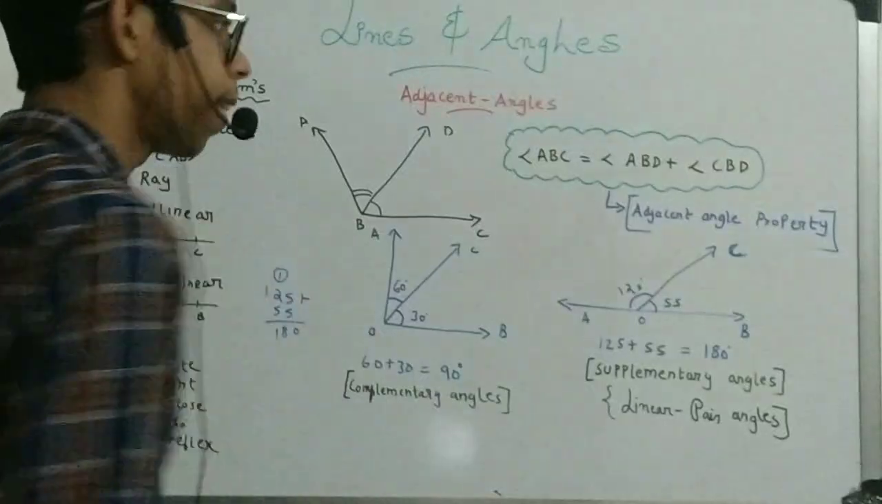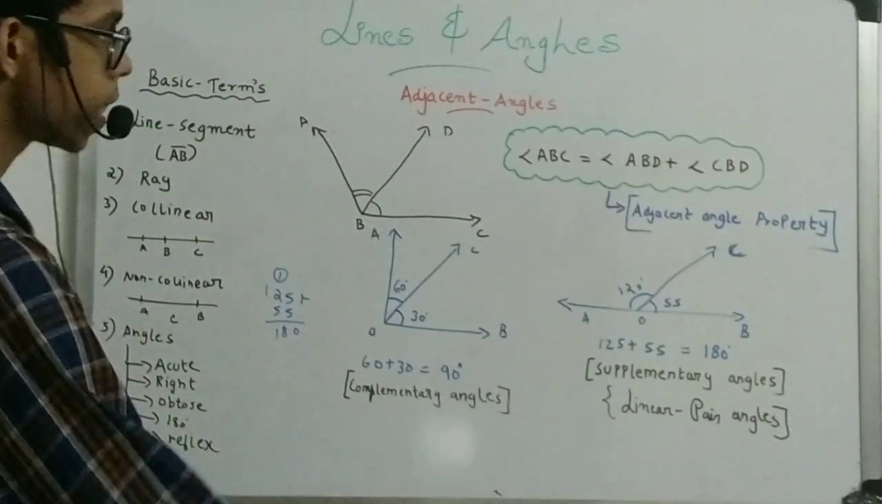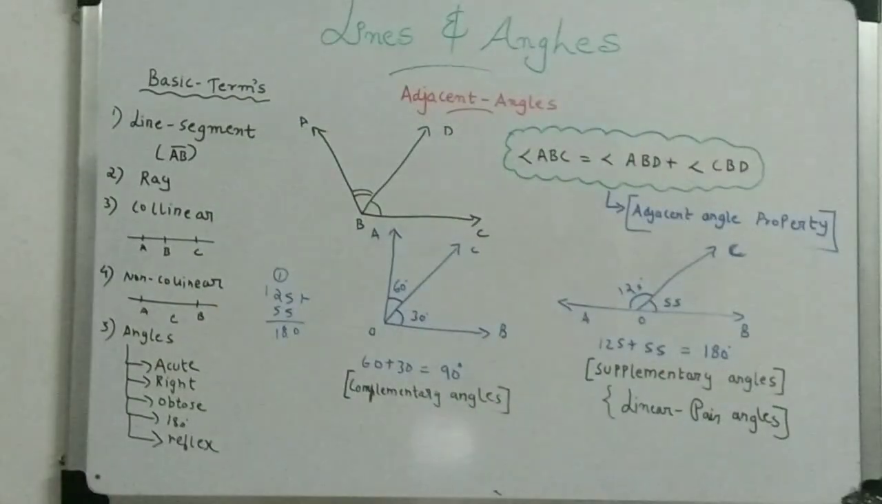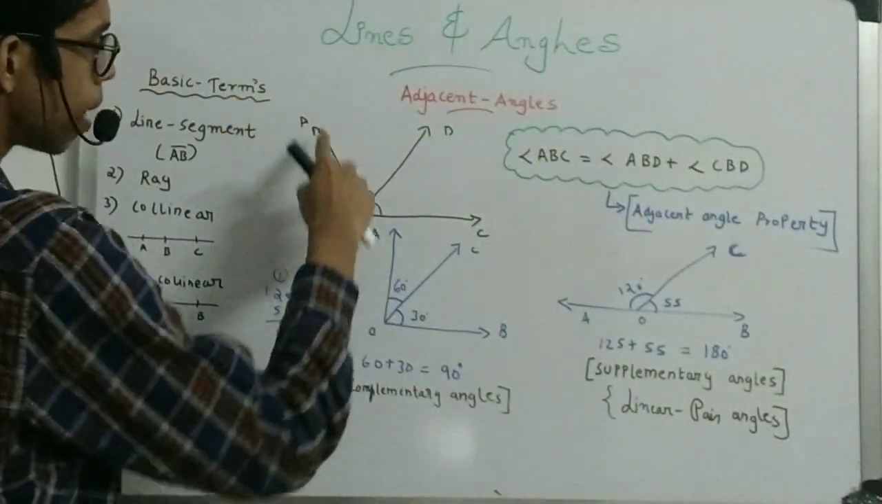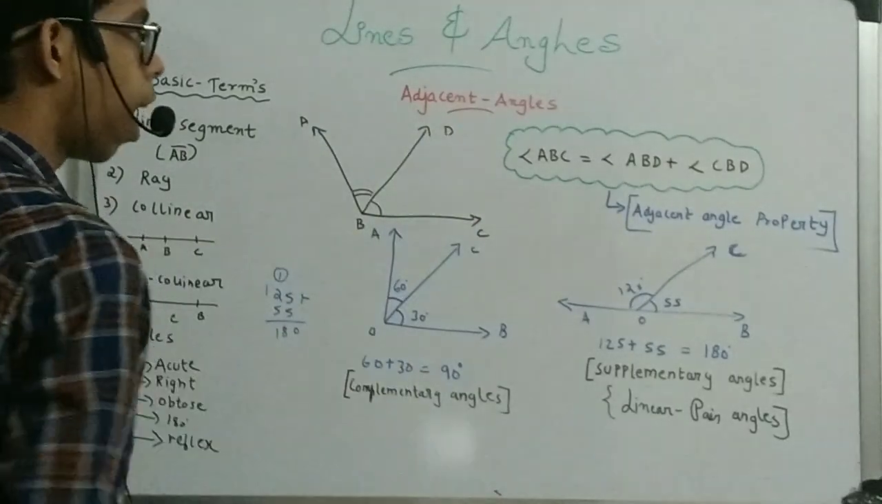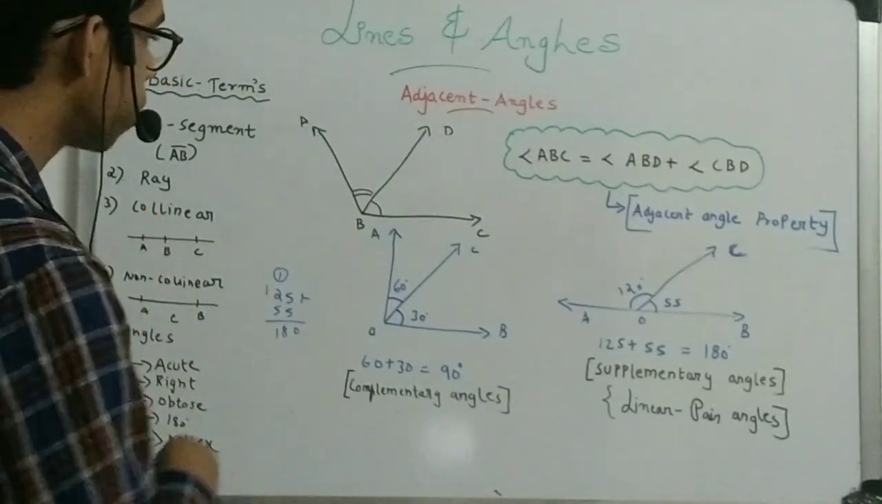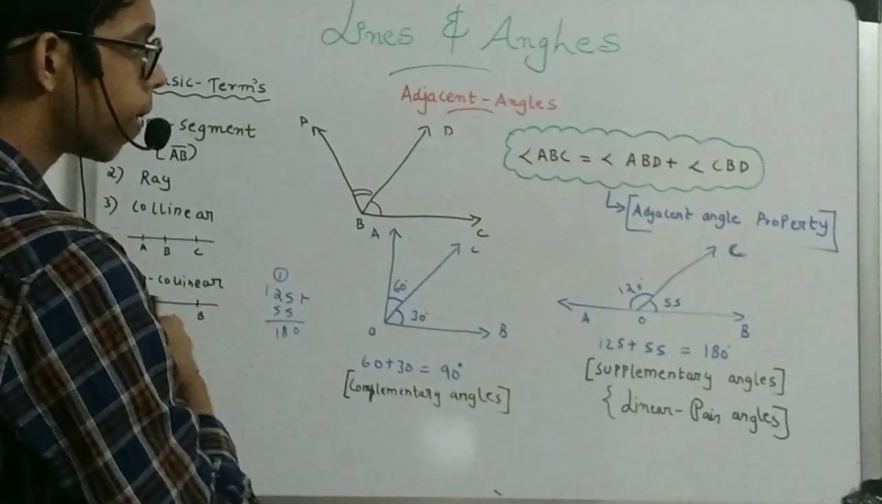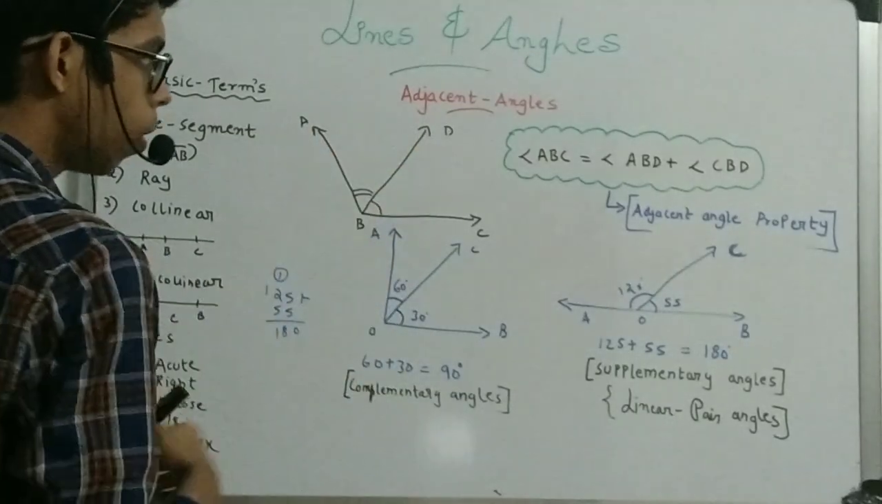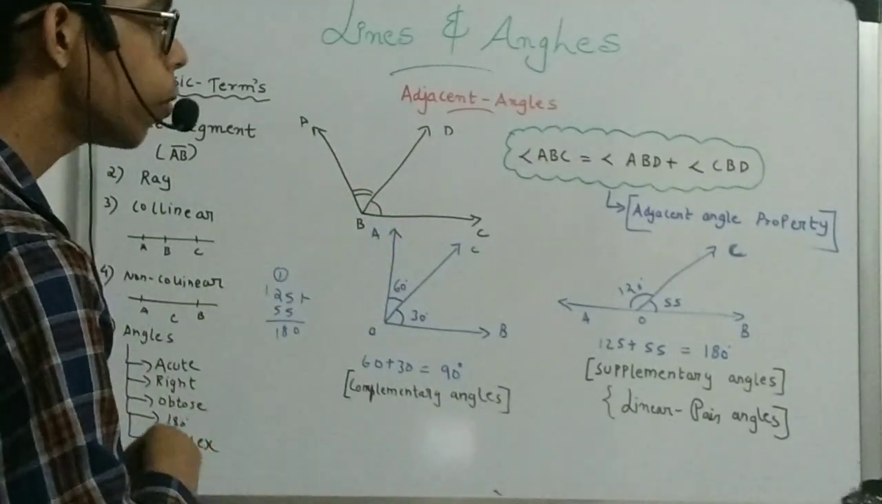Okay, so now let's learn about adjacent angles and their properties. Adjacent angles have a common vertex, a common arm, and the non-common arms should be on different sides. Here I have taken an angle ABC and I have taken one more arm over here; arm or ray, both of them are the same word. If you see over here, angle CBD and angle ABD, these two are adjacent angles to each other.